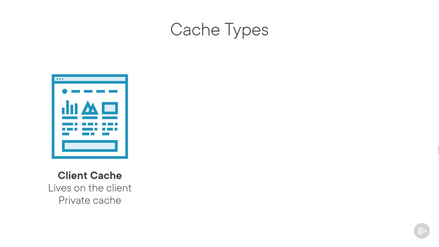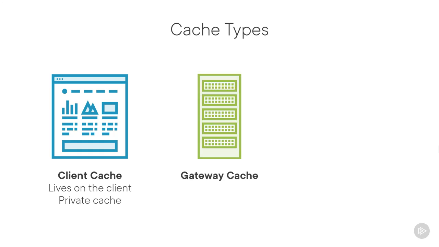The second type is the gateway cache. This is a shared cache. The resources it caches are shared across different applications.